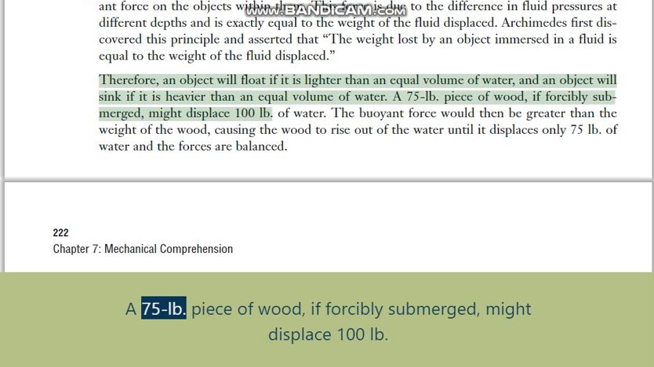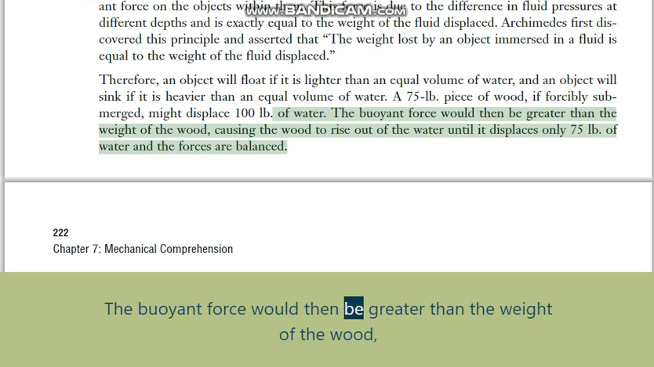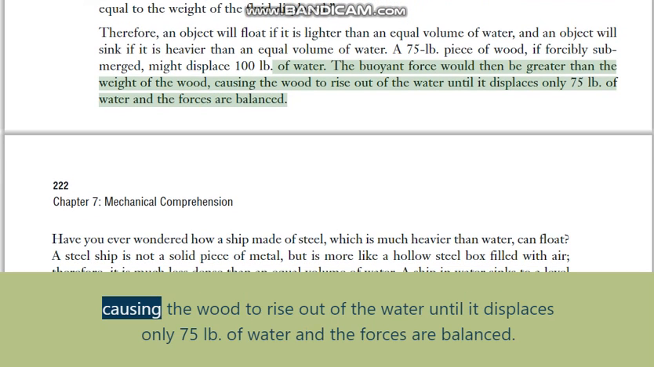A 75-pound piece of wood, if forcibly submerged, might displace 100 pounds of water. The buoyant force would then be greater than the weight of the wood, causing the wood to rise out of the water, until it displaces only 75 pounds of water, and the forces are balanced.